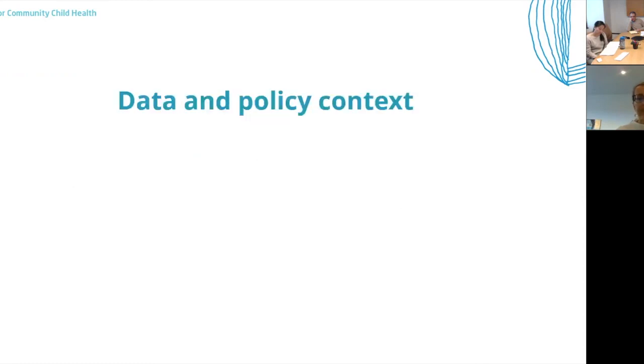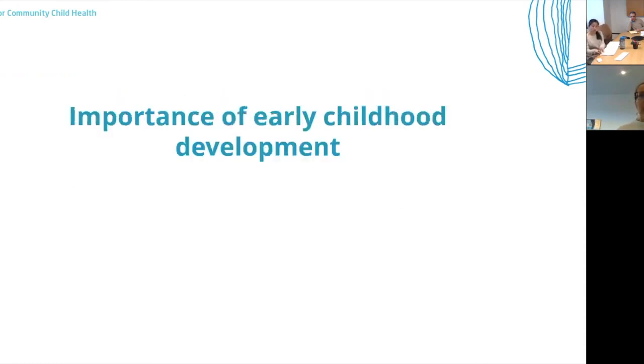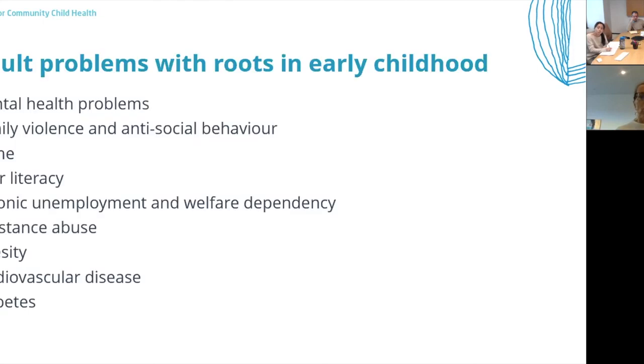So just starting with the data and policy context, it was really the understanding by policymakers about the importance of early childhood development that piqued their interest in having a measure at all. It was 2 big facts. One is that we know that the problems for adults actually have their roots in early childhood. You can see on this slide all of those sorts of conditions. For those of you who work in this area, this is nothing new. We know that adult chronic disease, the tsunami of chronic disease that's been heading into the adult healthcare system, really has its roots in early childhood.